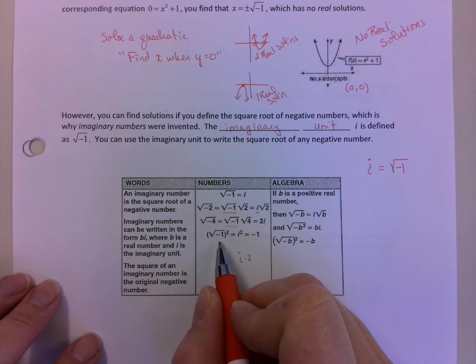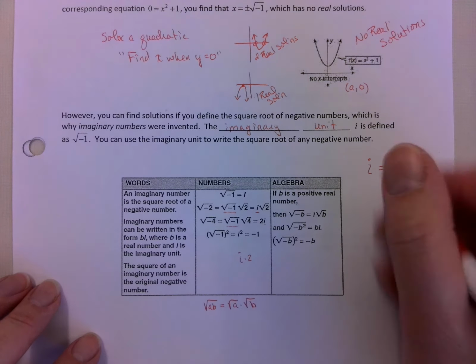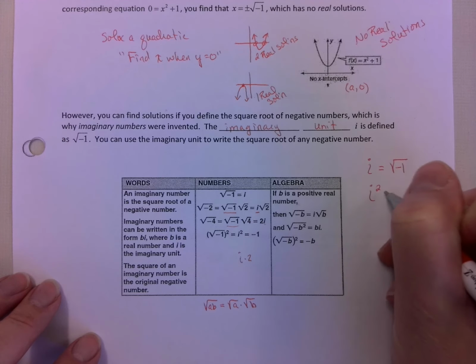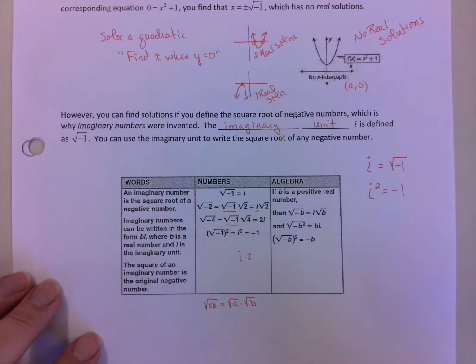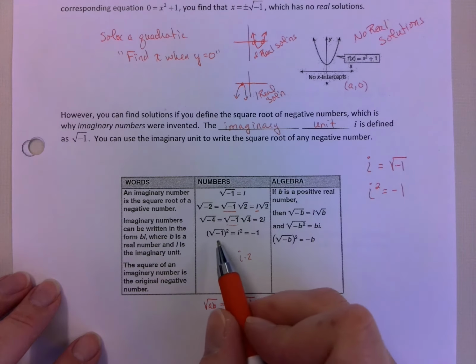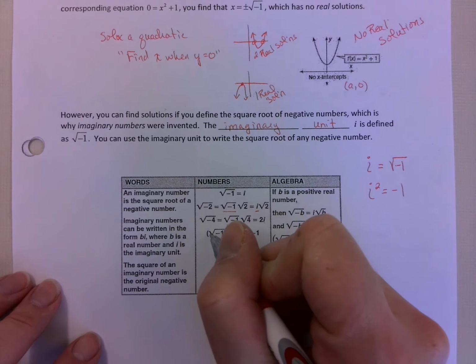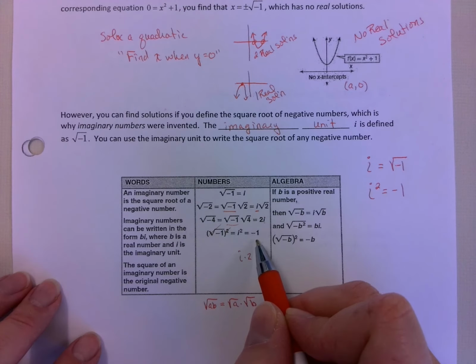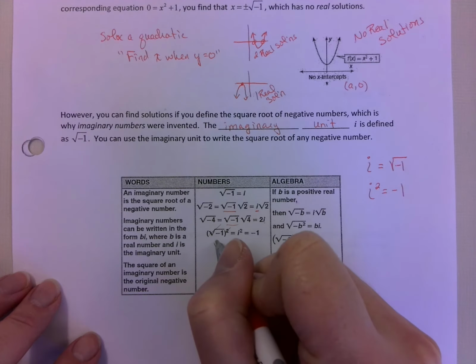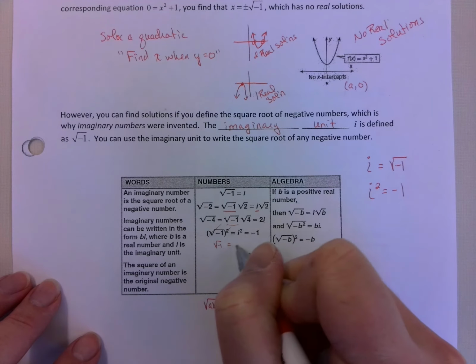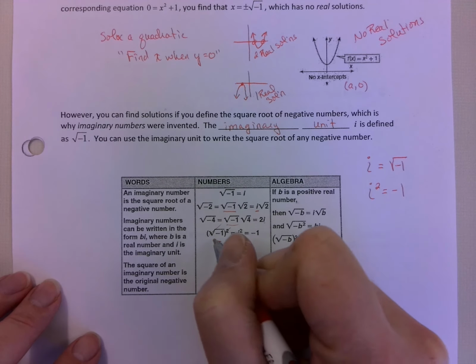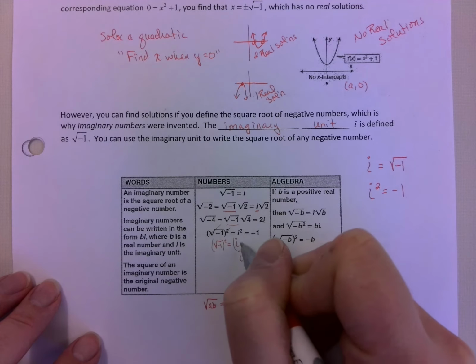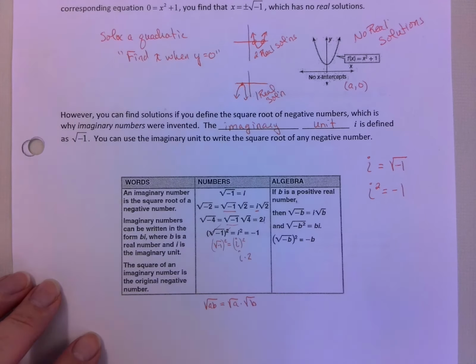All right, now, here's the other thing that you need to have on your note card. i squared is just negative 1. So they're showing you this here. If I take the square root of negative 1 and I square it, doesn't the square root and the square cancel and leave me negative 1? Well, the square root of negative 1 is i. So if I square this side, I square that side, and that's where that comes from.